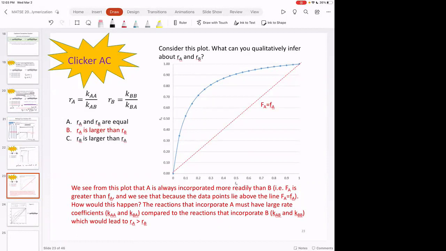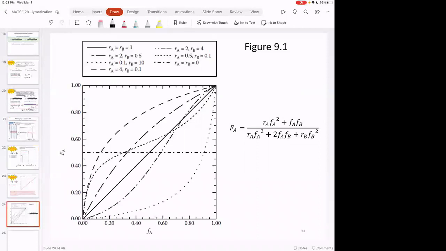Okay, study that, think about it, and it gets more complicated because this is the figure that you're going to have to interpret. And I don't love this figure. It came from the book. The book's not in color. You should go home and make this figure in Excel so you can see what's going on. But you see all these really interesting lines. So the solid line when RA equals RB is right here. Boom. That is the definition of a random copolymer, as you'll figure out.